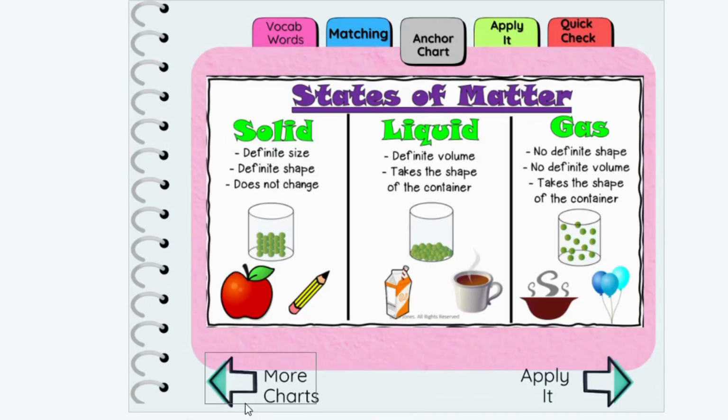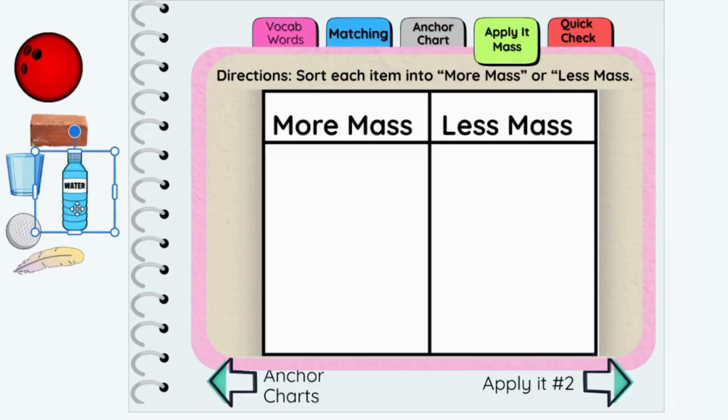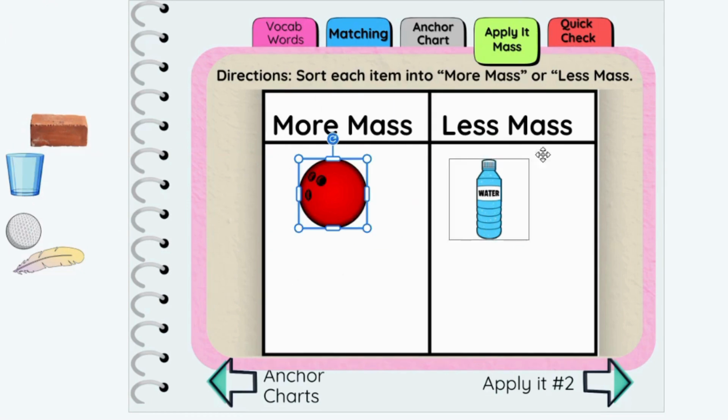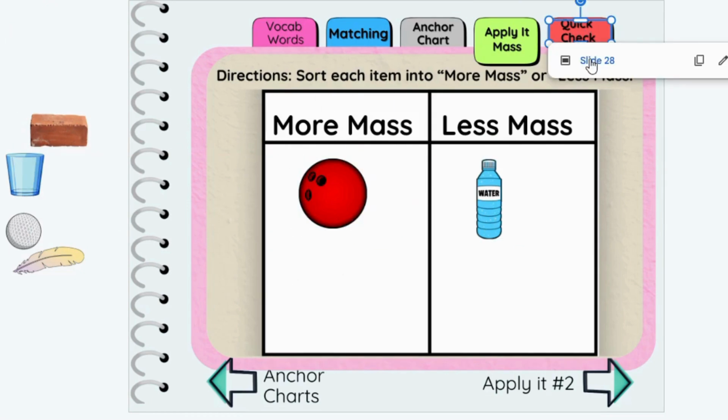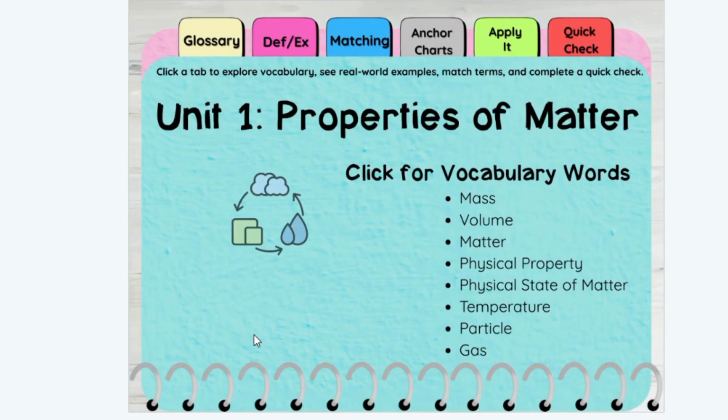Now, to help students retain scientific vocabulary, I created an interactive digital notebook for Unit 1. It includes definitions, visuals, think about it questions, sorting activities, and a quick check. Now, this is meant to be used for 3rd through 5th grade. If you have some students in 2nd grade who are a little bit more advanced, you can use that as well, but it's mainly geared towards the 4th and 5th grade science curriculum.